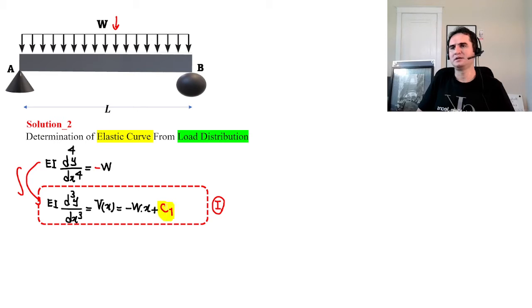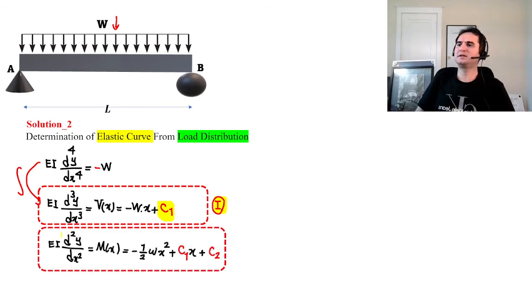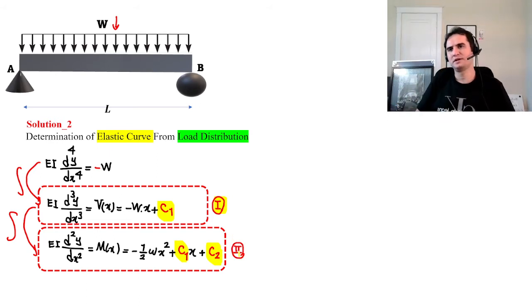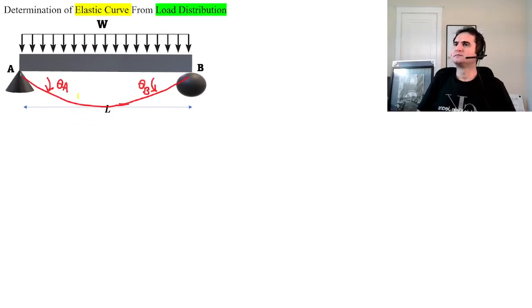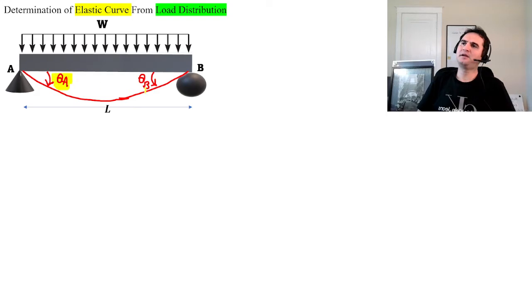That's constant C1, if we call this equation 1. And by the second integration of load, or integrating shear, we can reach moment, and again the second constant appears, C2. If we call this equation 2, this is theta A and this is theta B, and they are identical to each other due to the symmetry of the structure.